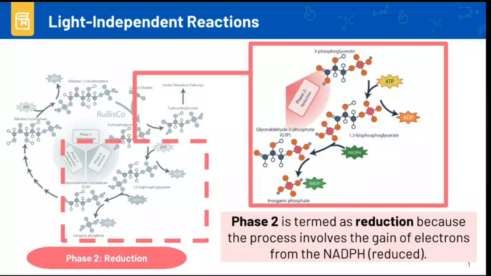Now, during this reduction phase kasi, two chemical reactions use energy from ATP and electrons donated from your NADPH to reduce molecules of 3-PGA into energy-rich 3-carbon sugars. The 3-carbon sugars na to are your glyceraldehyde 3-phosphate or G3P. So this stage is called the reduction reaction because it involves the gaining of electrons from your NADPH.